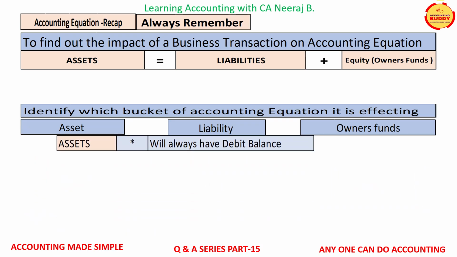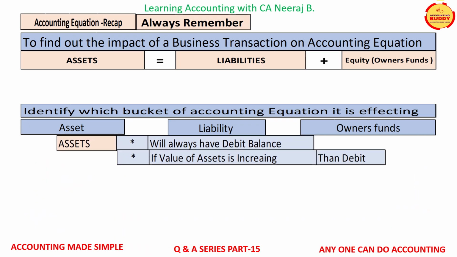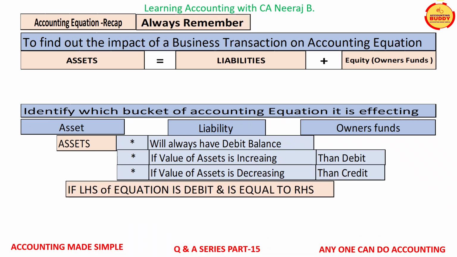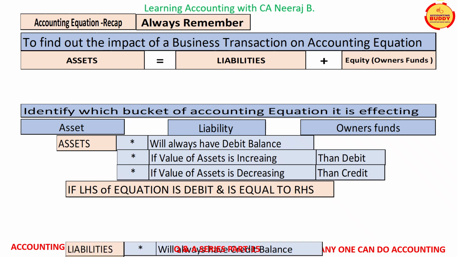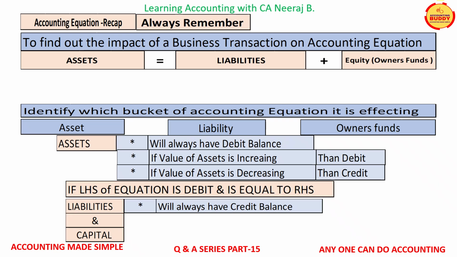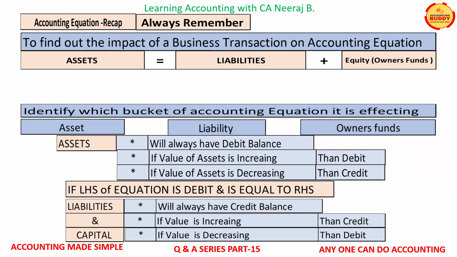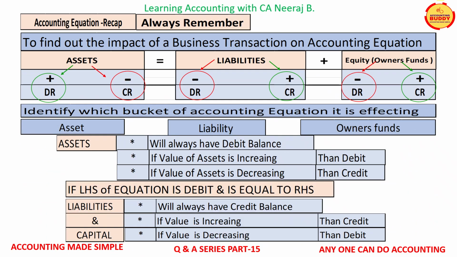Also remember, assets always have a debit balance. If the value of an asset is increasing, debit it, and if the value of the asset is decreasing, then credit it. If the left hand side of the accounting equation is debit and is equal to its right hand side, that also means that the liabilities and the capital will always have a credit balance. If the value of the liabilities or the capital increases, then credit them, while if the value is decreasing, then debit them. Always remember this equation and its fundamentals.